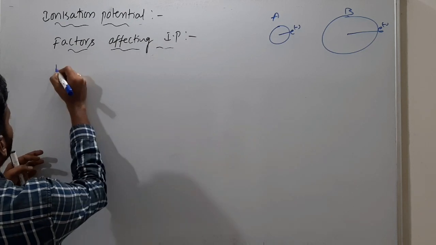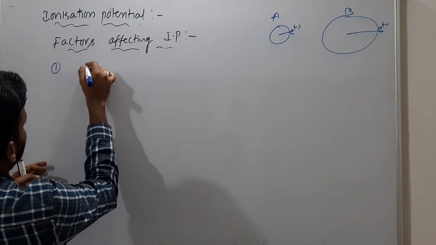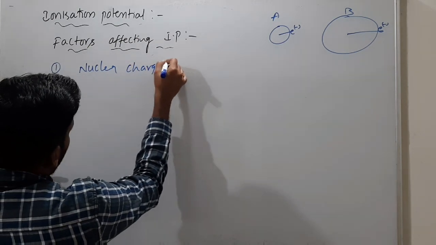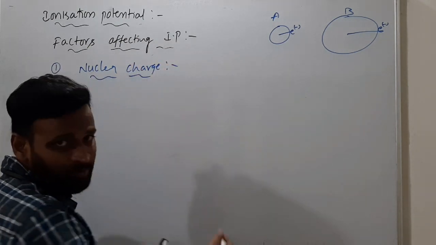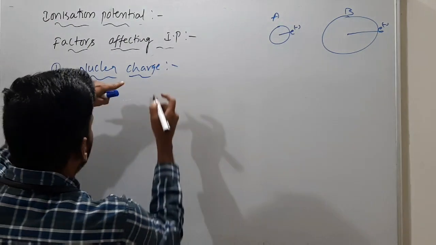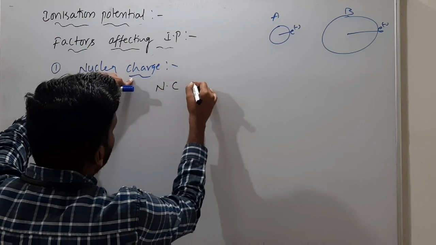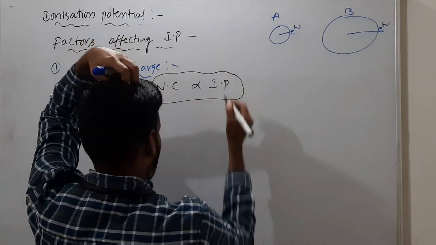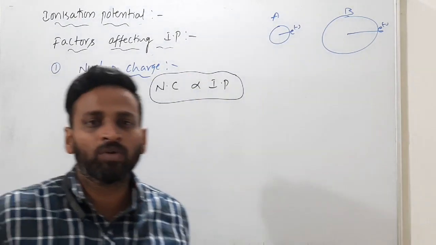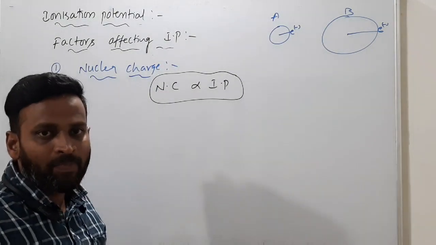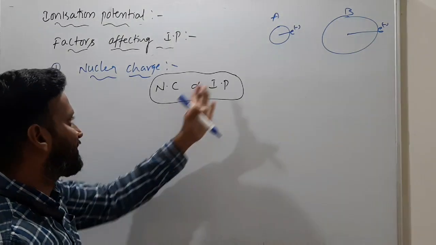Next, we have to discuss nuclear charge. As I said previously, if distance is less, nuclear charge is more. So you have to remember, nuclear charge is directly proportional to ionization potential. If nuclear charge is more, then ionization potential is also more. Attractions are more now. That's all. So no need of any example.